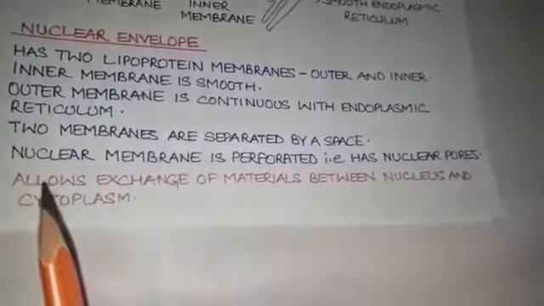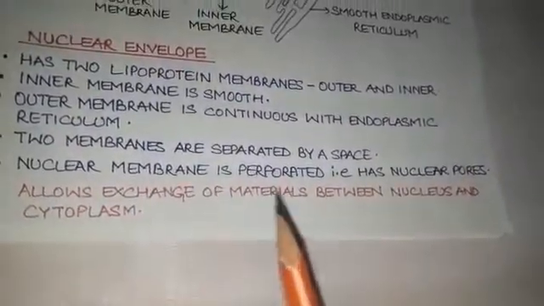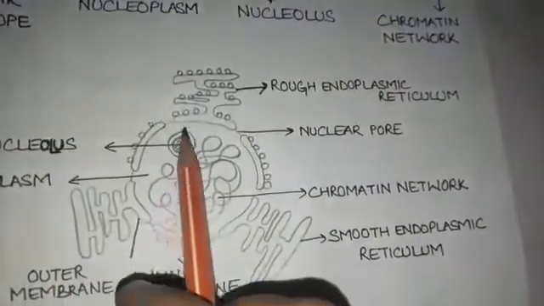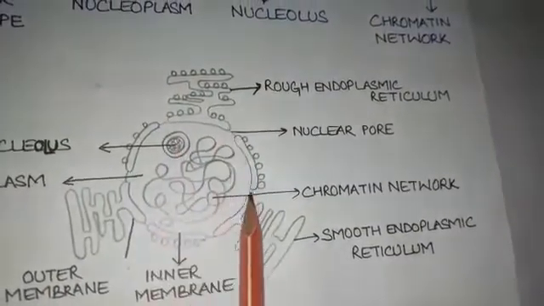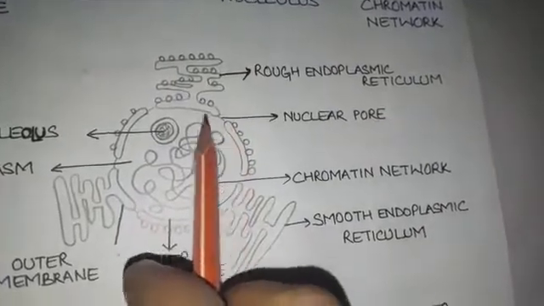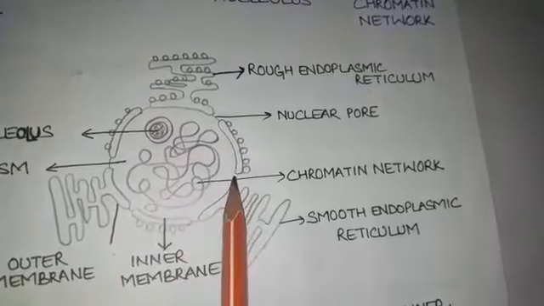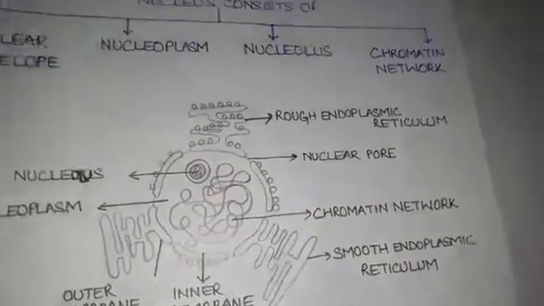And what is the function of the nuclear pores? It allows the exchange of material between the nucleus and the cytoplasm. Clearly understandable from the diagram that the membrane has certain pores in between. These pores are called nuclear pores.